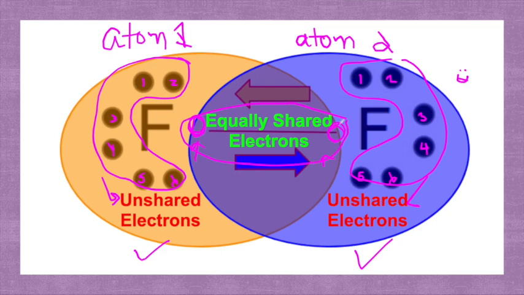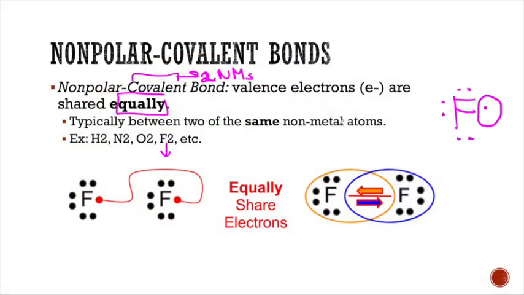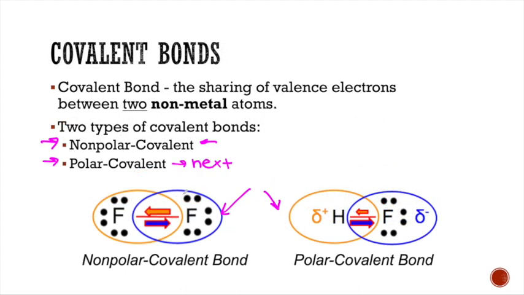Okay, so this was basically nonpolar covalent bonds. We can go back and recap. Nonpolar covalent bonds are between valence electrons in which they are shared equally, and this is between two same nonmetals. The key word here is same, and that they're shared equally. That means it's 1 to 1. If fluorine shares 1, then this other fluorine would also share 1. And again, covalent bonds are between two nonmetals, two types, nonpolar covalent and polar covalent. We'll talk about polar covalent in the next video.